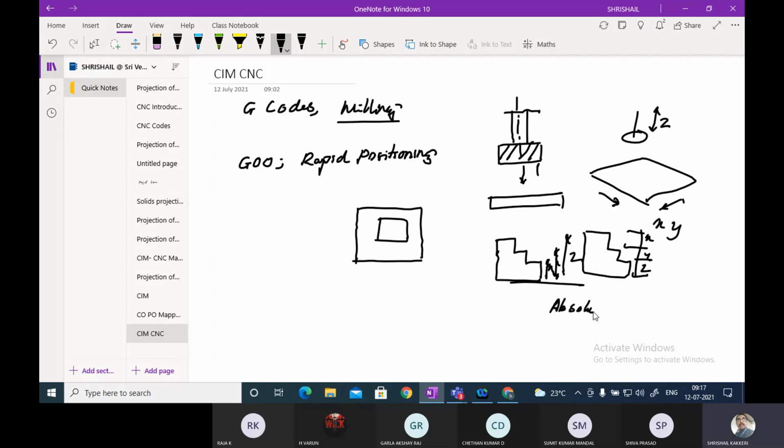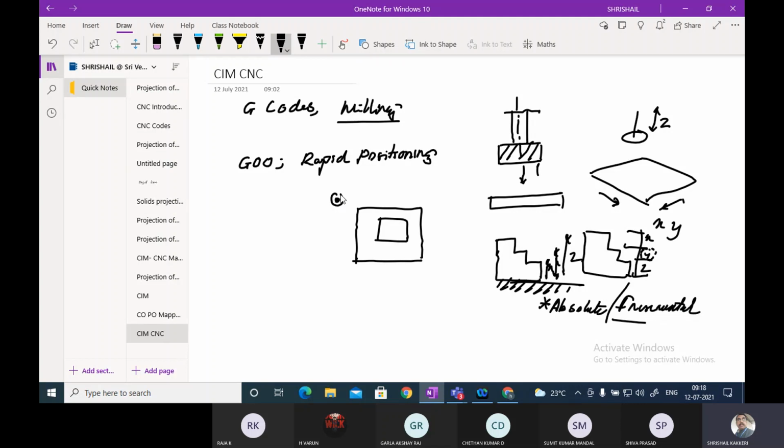Absolute and incremental. Absolute is by taking a particular reference to do the dimensioning. Incremental is with reference to the previous one. But we always prefer the absolute dimensioning, because in incremental dimensioning, if you make a mistake somewhere, the whole mistake will be replicated over the entire dimensioning. So we have to avoid it. Please remember, once again I don't want to explain it.